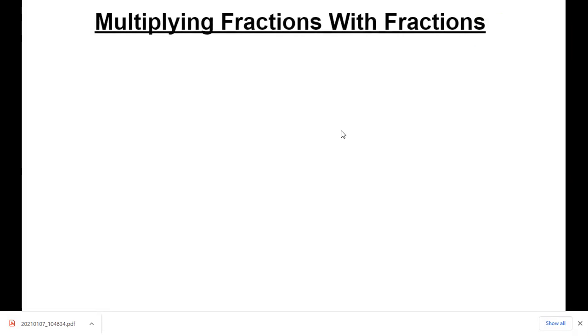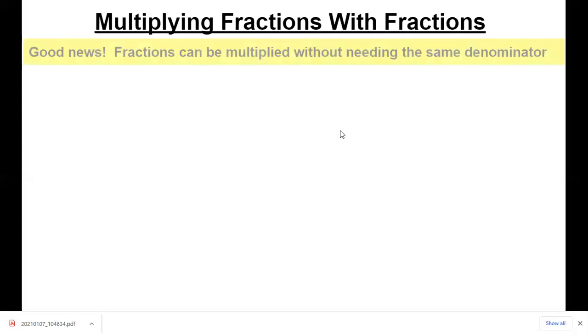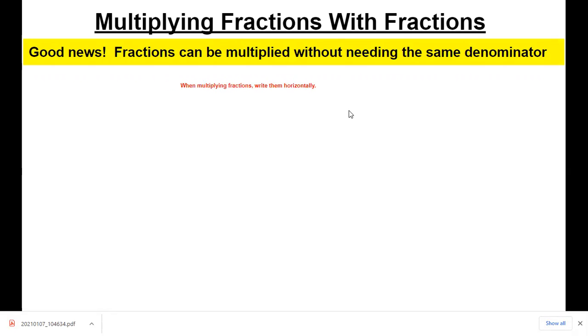Multiplying fractions with fractions. So here's the good news. Fractions can be multiplied without needing the same denominator. So everything you did with adding and subtracting, having to find the same bottom number all the time before you could add or subtract, you do not have to do that with multiplying or dividing fractions. You don't have to worry about any of that. So you're going to find that multiplying fractions and dividing fractions is a lot easier.